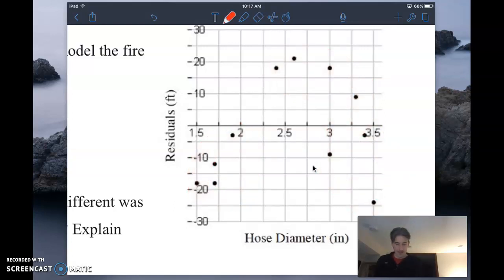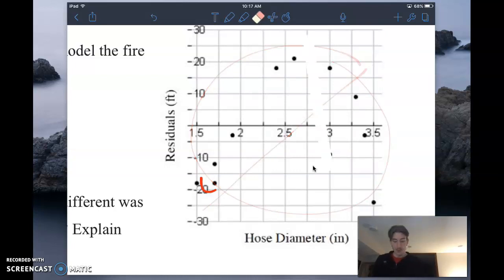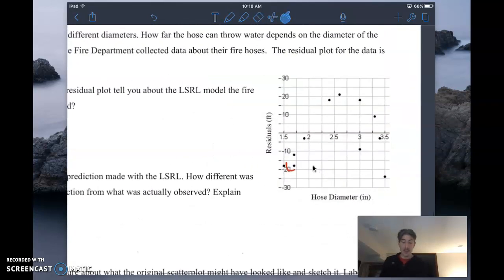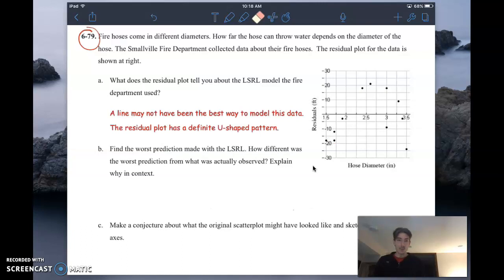What this picture is painting for me is that I've got a very, very curved pattern in my residual plot. And remember, when we've got a curved pattern in our residual plot, a linear model is not going to be an appropriate model for that, right? Because if there's predictability in our residual plot, a linear model is not going to be the best model. There's other kinds of models that we can use, and we'll get there. But what I said was a line may not have been the best way to model this data.